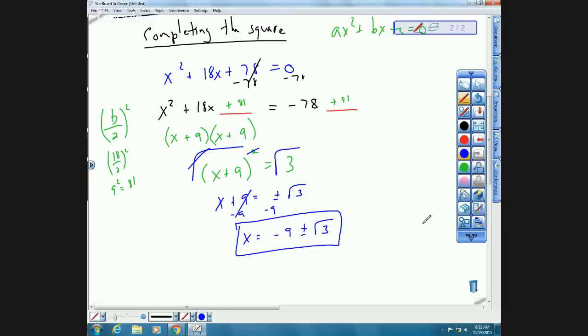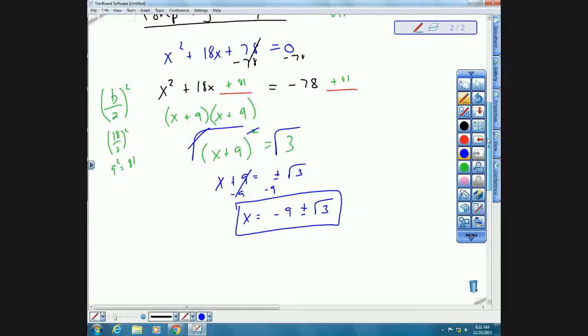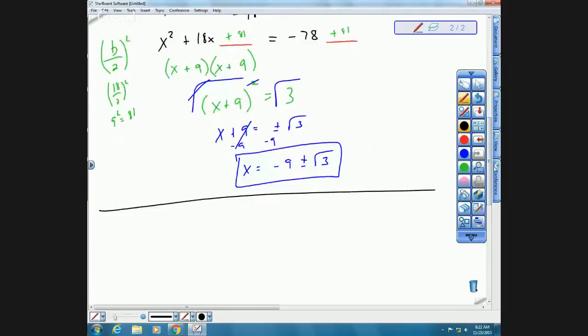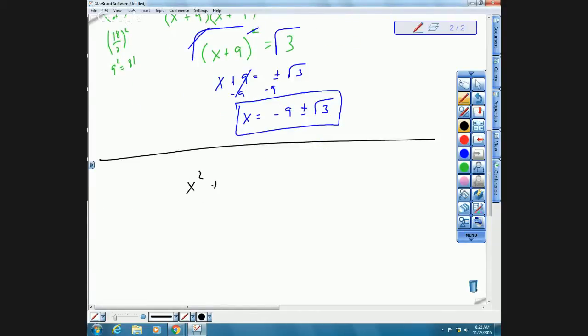So again, we manipulated this problem to make it factorable on the left side. And then we had to work out the right side by just adding. So if you want to go back and do that one that we had on the screen, just to show you.